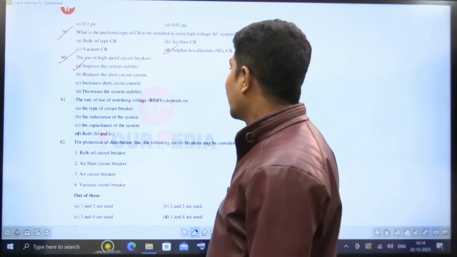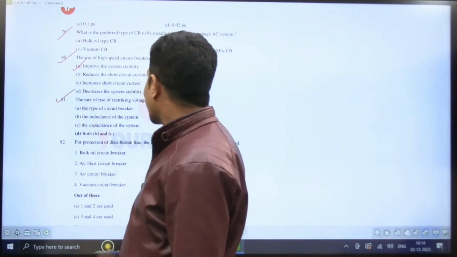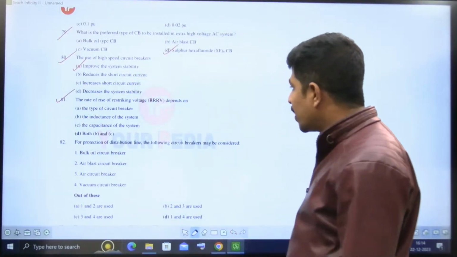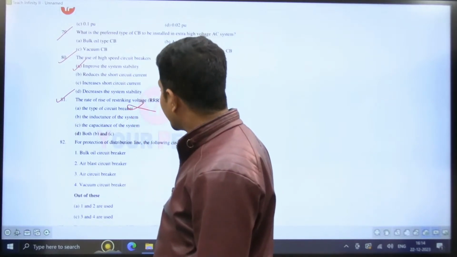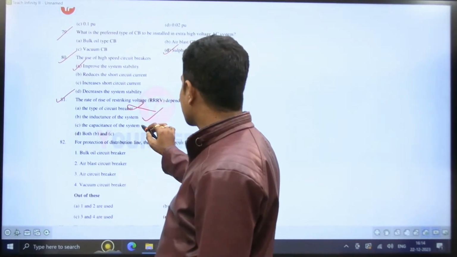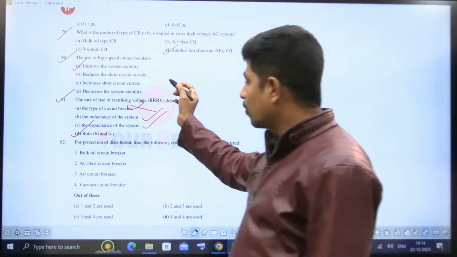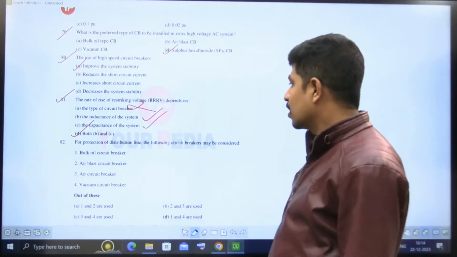Right. Next, question number 81. The rate of rise of restriking voltage depends on type of circuit breaker? Nothing to do with the type of circuit breaker. Inductance of the system, yes. Capacitance of the system, yes. Therefore, the option is both B and C. Both B and C.